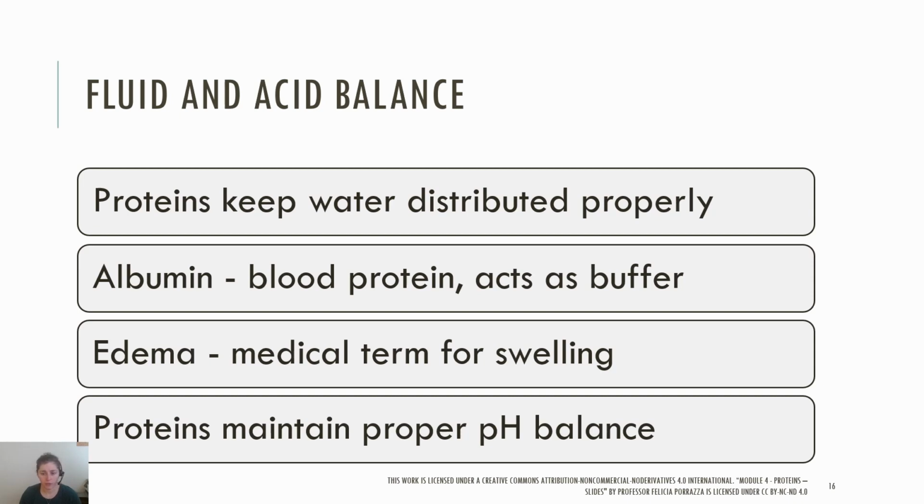Protein is also essential in maintaining proper pH balance, the measure of how acidic or basic a substance is in the blood. Blood pH is maintained between 7.35 and 7.45, which is slightly basic. Albumin also acts as a buffer against changes in concentrations of calcium, potassium, and magnesium, which balances blood pH and maintains homeostasis.